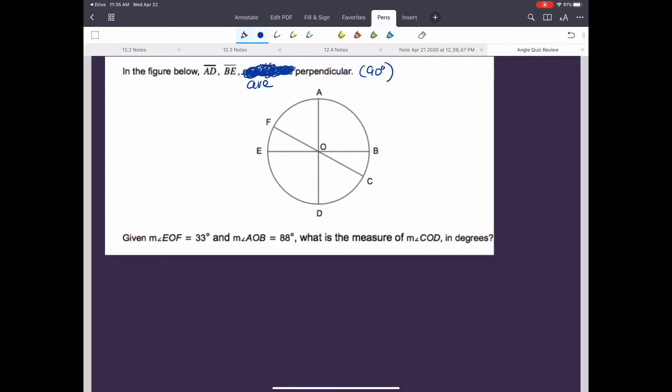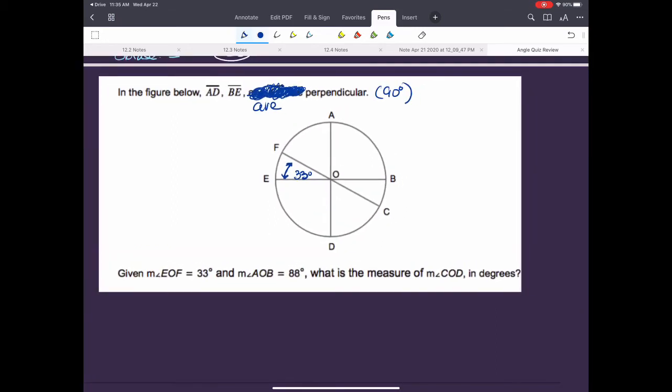So angle EOF is right here. Angle EOF is 33 degrees, so that angle opens at 33 degrees. Angle AOB is right here. That definitely looks like a right angle, but you can't assume right angles unless you see a 90 degrees in there or a square in the corner. It's 88, which is really close. If an angle is 88 degrees, it's hard to tell with the naked eye if it's 88 or 90. Sometimes it's easy to mix those two up.